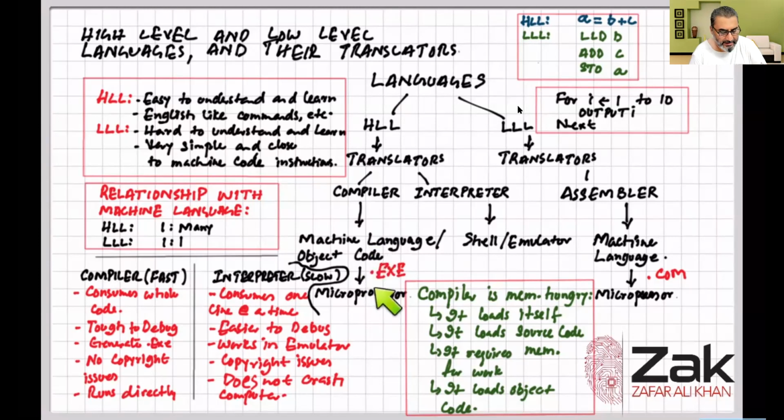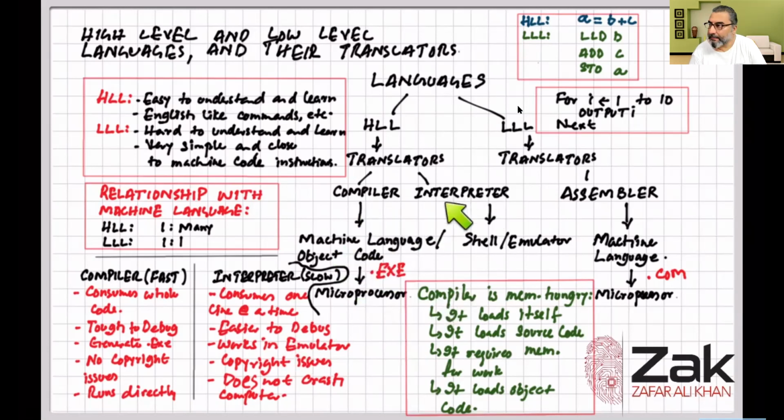And then that exe file or the COM file ultimately gets executed by the microprocessor. Okay. So there is no file created by the interpreter. Interpreter just executes the program line by line, whereas the compiler takes the file, produces this object code or machine code, and then the processor executes it.